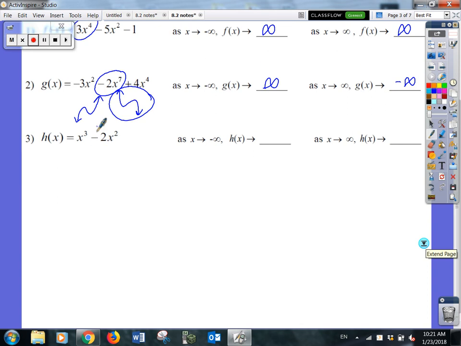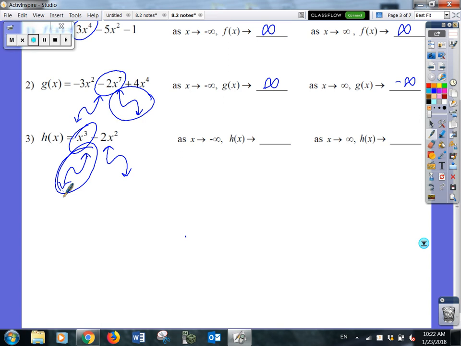This last one is in standard form. All we care about is that right there. So again, it's odd, so that means we're going in opposite directions. So we're going to have one of those two options. Because the leading coefficient is positive, that means our right arrow is going up. So that's what we're going to use to state our end behavior.